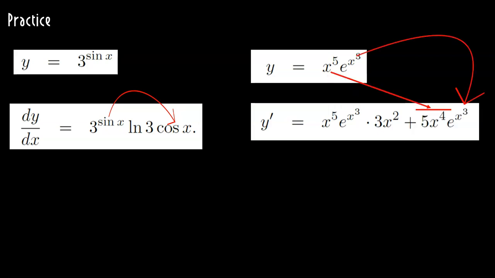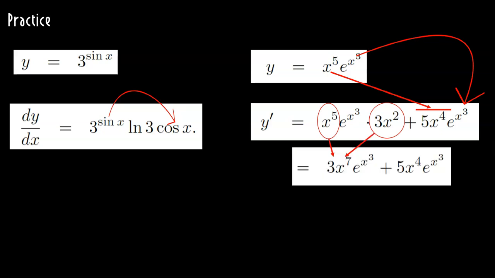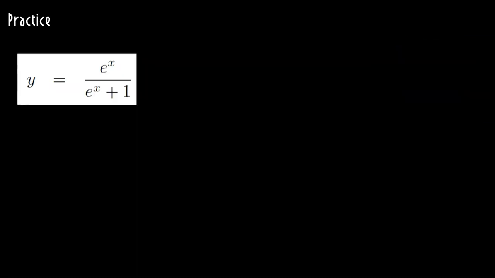How about this one? We have x to the 5th times e to the x cubed. Now we have a product. I will leave the first one alone, taking the derivative of the second, then adding it. I will take the derivative of the first one, leaving the second alone. I don't like seeing this, x to the 5th and x squared in the same expression, separated. Let's bring them together and call that 3x to the 7th e to the x cubed plus 5x to the 4th e to the x cubed.